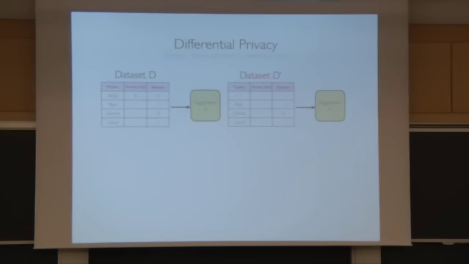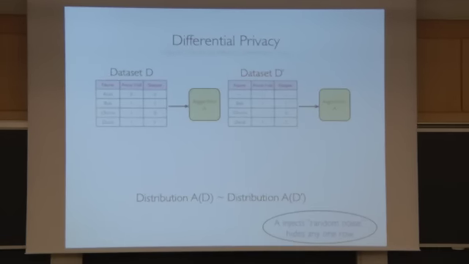And I want to run some algorithm, and I want the algorithm to mask which of these two data sets is the real input. What I mean by that is I'm going to have the algorithm inject some kind of random noise into its output in such a way that it hides any one row of the database. So if I view the output of A of D as a distribution, and I view A of D prime as a distribution, these two distributions should be close. And if they're close, the adversary really can't get any more information out of A of D than they could out of A of D prime. And A of D prime doesn't contain your data.